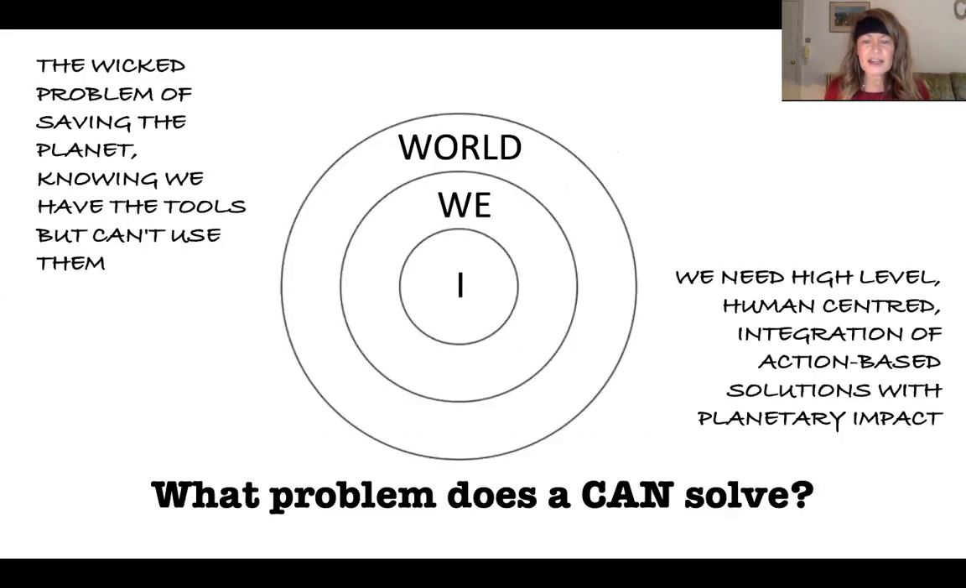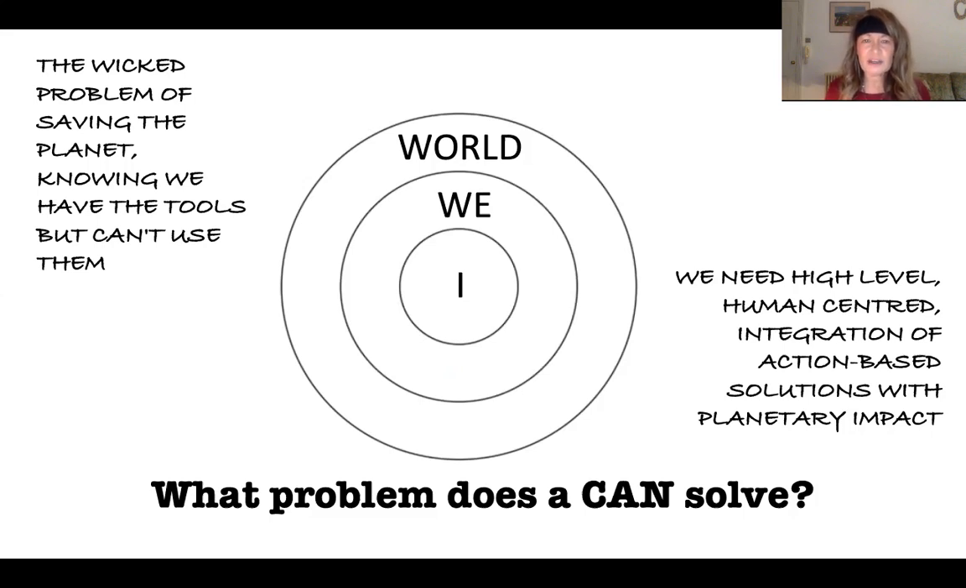So what problems does a CAN solve? In the 2 years that we've been doing the Alternative, we've really come up against the fact that we know the solutions are out there, but we can't get people connected to them. For some reason, people cannot take up the solutions that are on offer. We need high-level, human-centered integration of action-based solutions with planetary impact. And if that sounds very demanding, at the core of it is a reconnection of the individual human being to the community in which they live and the planet upon which we are constantly making an impact.